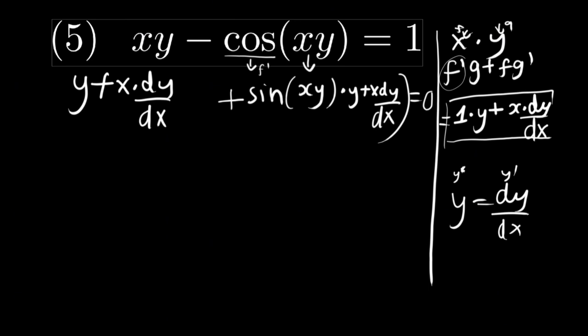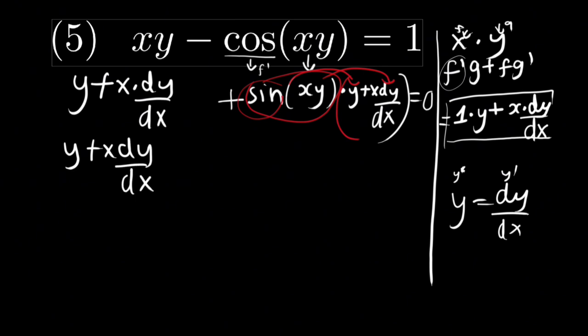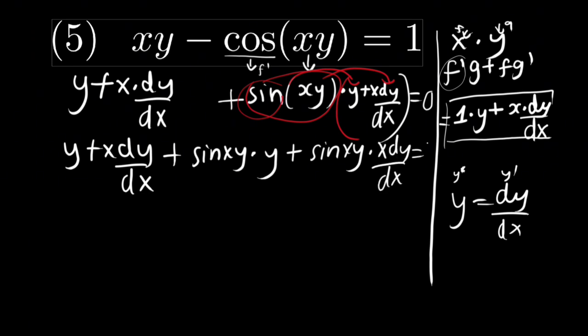Now to solve for dy over dx, we will take the sine xy and multiply it inside y and also inside x dy over dx. So we will have here y added by x dy over dx added by sine xy multiplied by y added by sine xy multiplied by x of dy over dx equals to 0. Now we'll take the variables which don't have dy over dx to the other side. So here we do not have dy over dx, and here we do not have dy over dx. So we'll take them to the other side.